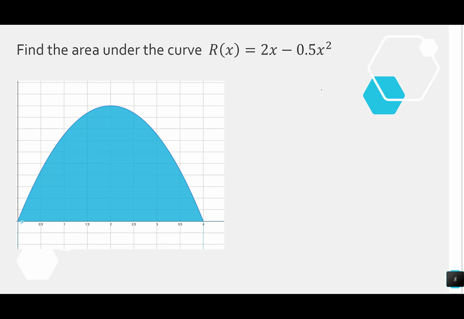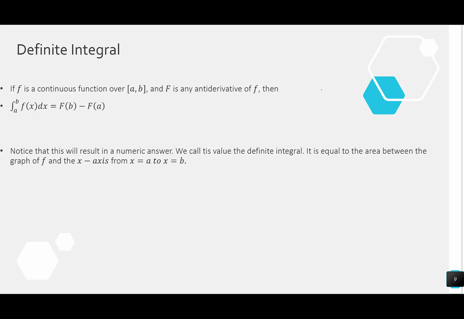What if we wanted to have this net revenue that's represented? This becomes a little harder because in our previous example where we had just a triangle, it's easy to do one-half base times height, but for this, which is a parabola, we have to have another trick. So our trick is something called the definite integral. Let's walk through the definition and then we'll come back and solve that problem.